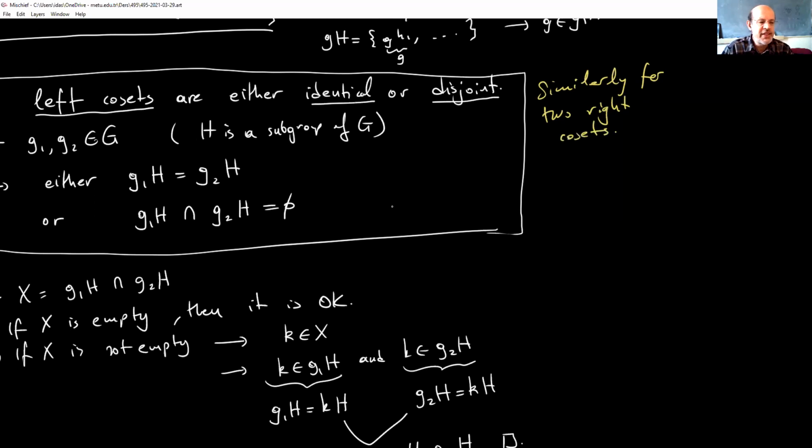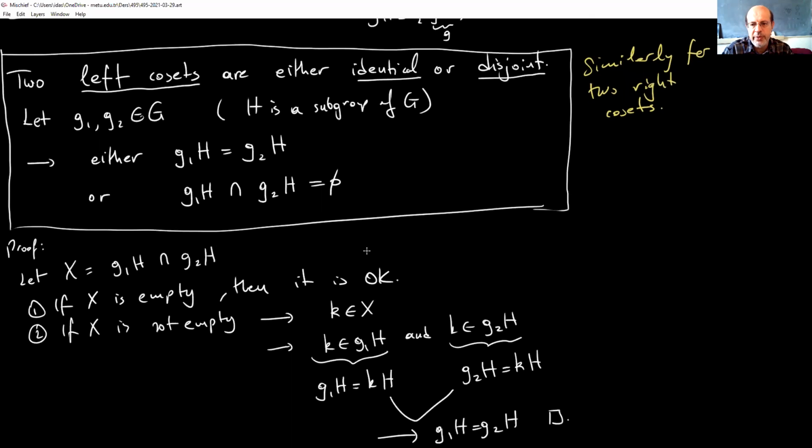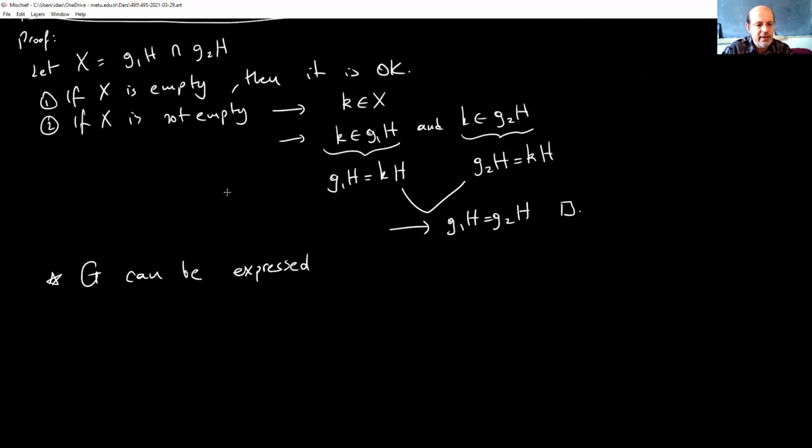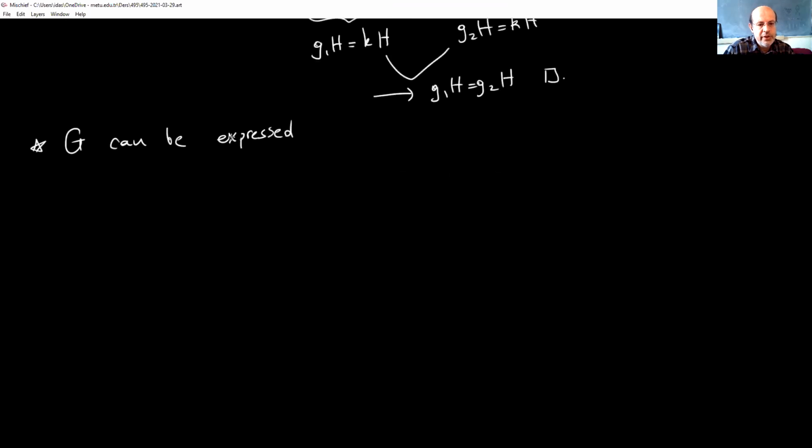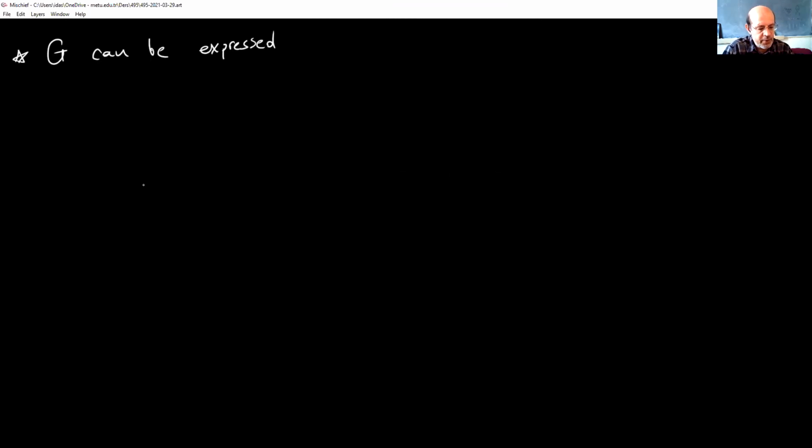But there are situations. I'm going to give you some examples of that later when we see this permutation group. There are situations where the left cosets and the right cosets are different from each other, so therefore they have some kind of non-trivial interactions. So this is the last thing in here for now.